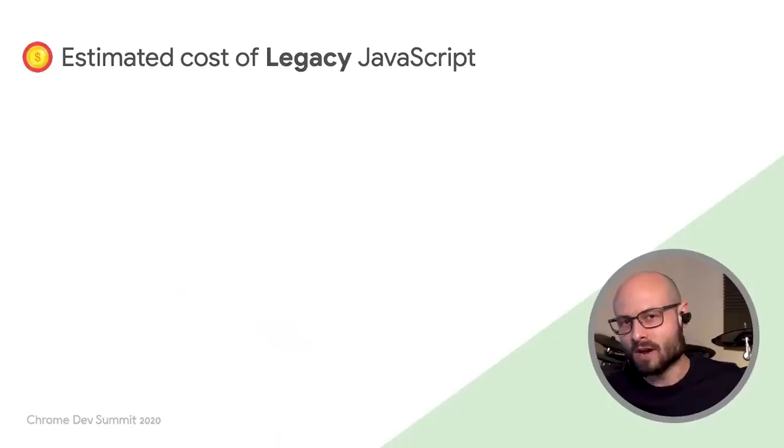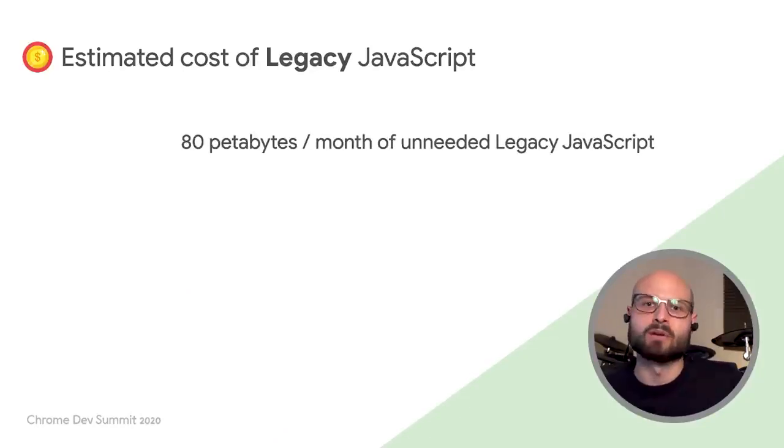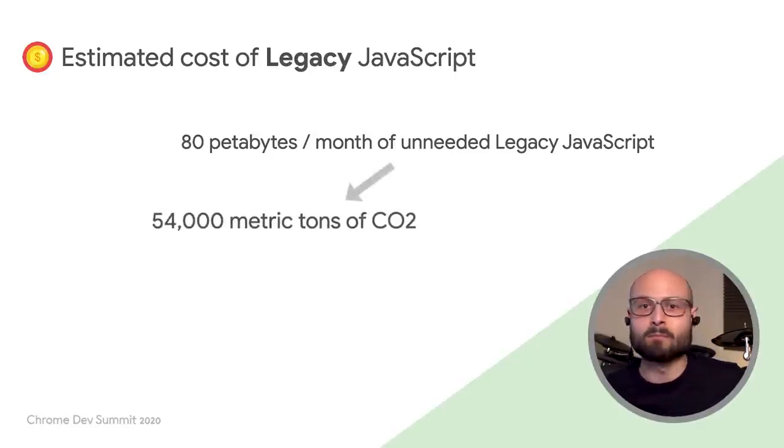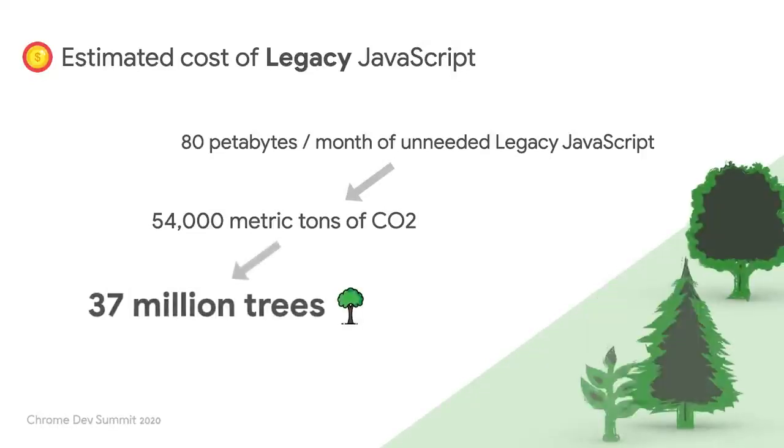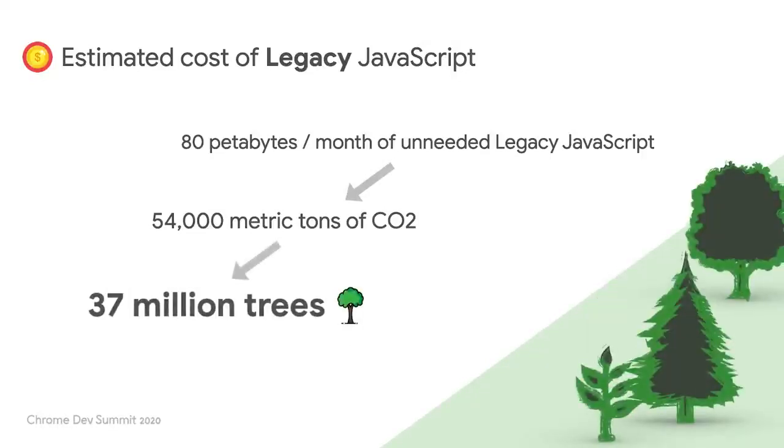But working back from global web traffic, we can estimate that the overhead of shipping legacy JavaScript accounts for around 80 petabytes per month of internet bandwidth. That extra bandwidth shipping unnecessarily polyfilled and transpiled code produces something like 54,000 metric tons of carbon dioxide into the atmosphere. We'd have to plant 30 million trees to offset that much carbon dioxide. These are obviously super approximate numbers, but they kind of help paint a picture of the scale of the problem.